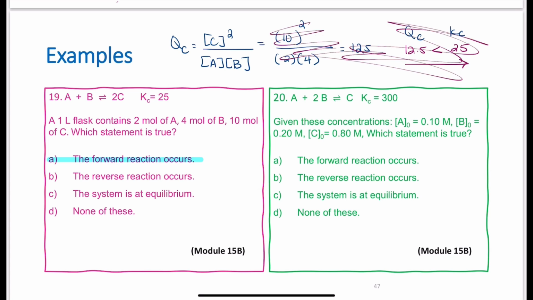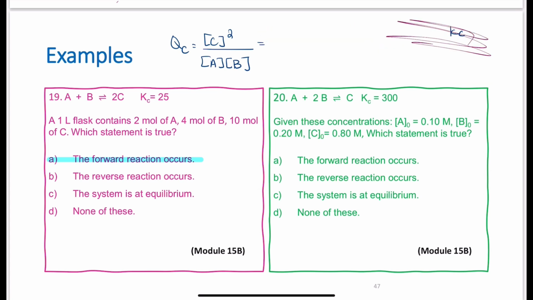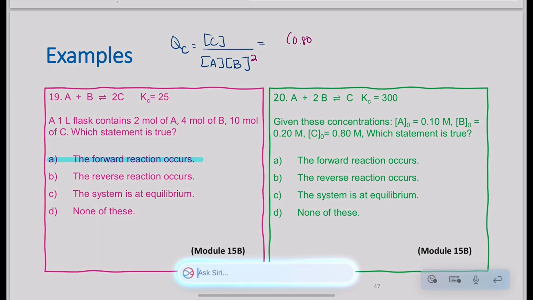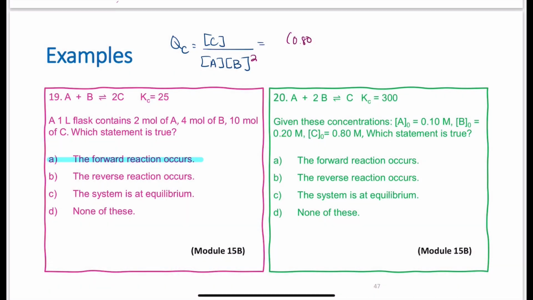Well, I'm still doing Qc. My reaction changed a little bit though. I've got the concentration of C over A times B squared. So initially I have 0.8 divided by my A, which is 0.1, divided by B, which is 0.2, and that 0.2 is squared. This gives me a value of 200.